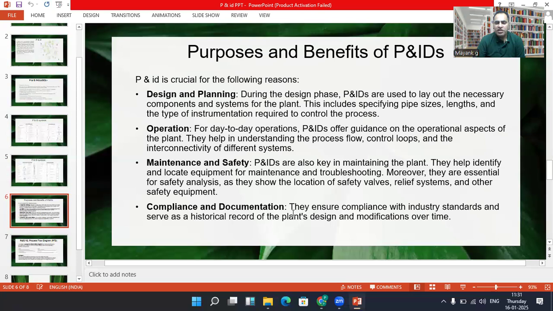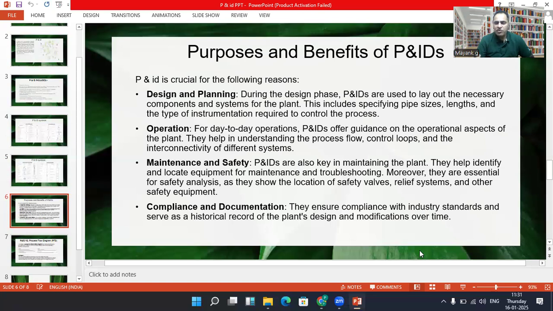Then we have maintenance and safety. PNIDs are also key in maintaining the plant. This helps identify and locate equipment for maintenance and troubleshooting. Moreover, they are essential for safety analysis as they show the location of the safety valves, relief system, and safety equipment. So this is another benefit of PNID.